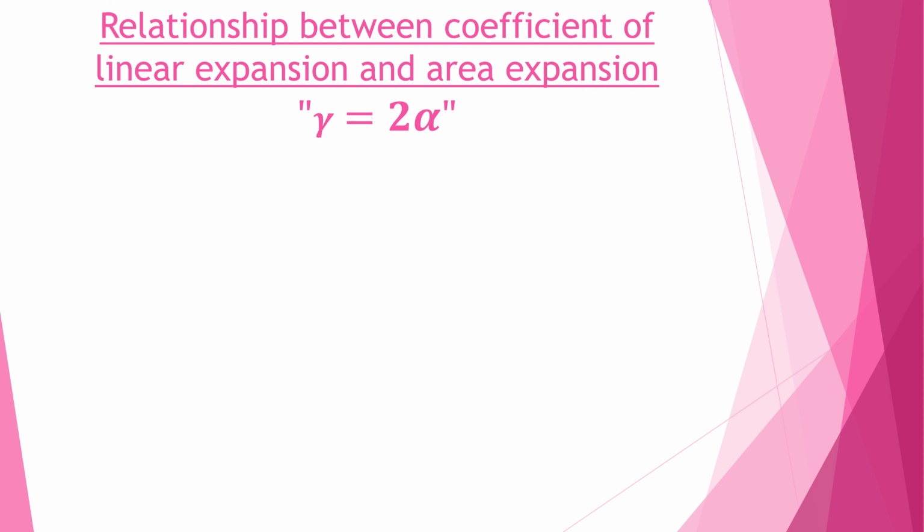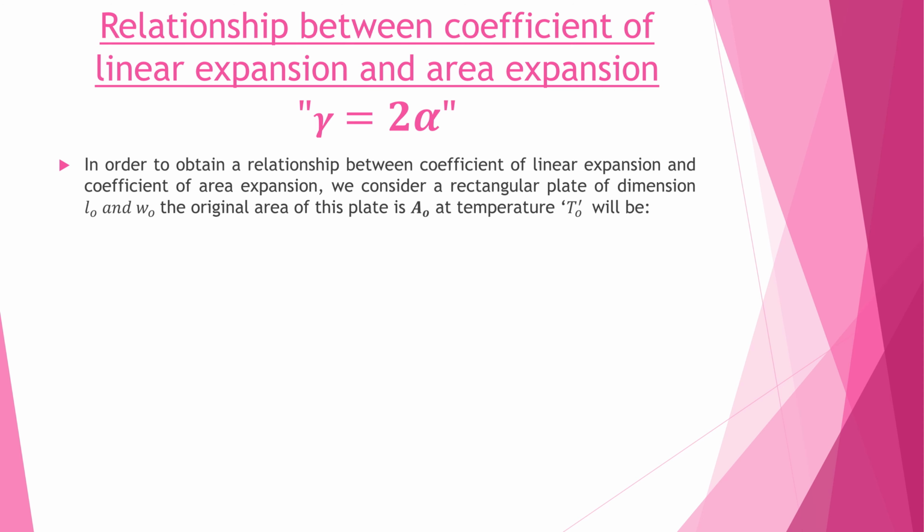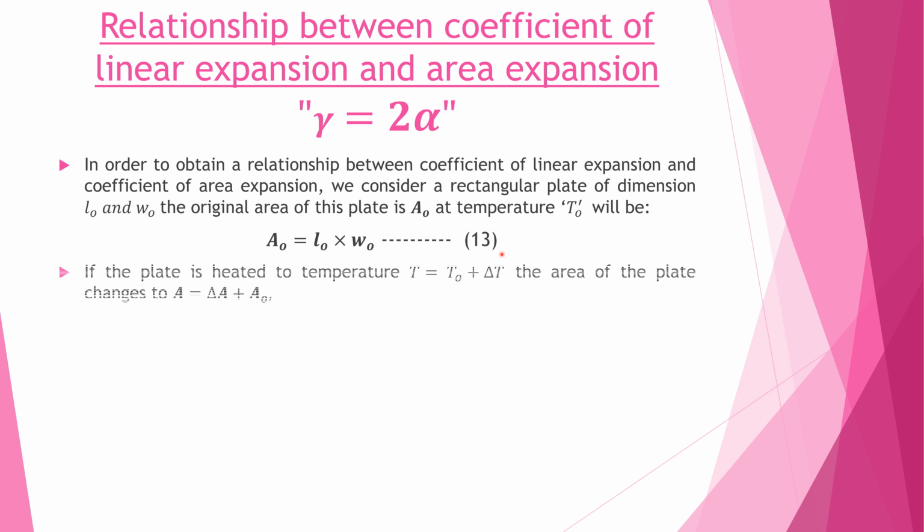Okay, now I will derive the relationship between the coefficient of linear expansion and area expansion, that is γ is equal to 2α. So for that I consider a rectangular plate of dimensions L₀ and W₀. The original area of the plate is A₀ and it is at temperature T₀, where A₀ is equal to L₀ into W₀. I mark it as equation number 13.